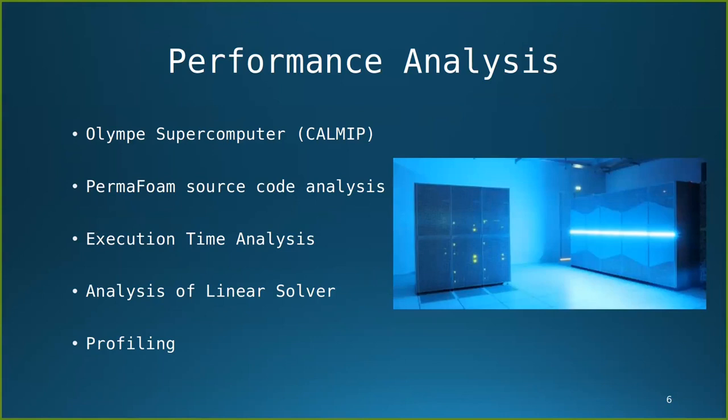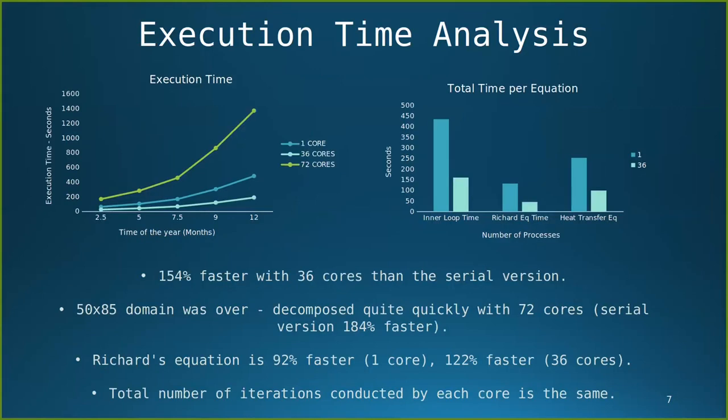Concerning the execution time analysis, the tests were conducted while using 1, 36, and 72 cores, corresponding to a serial version of PermaFoam, and utilization of 1 and 2 nodes of PermaFoam. The execution time when using 36 cores compared to 1 is much smaller, and specifically, the completion of all operations is around 2.5 times faster with 36 cores.